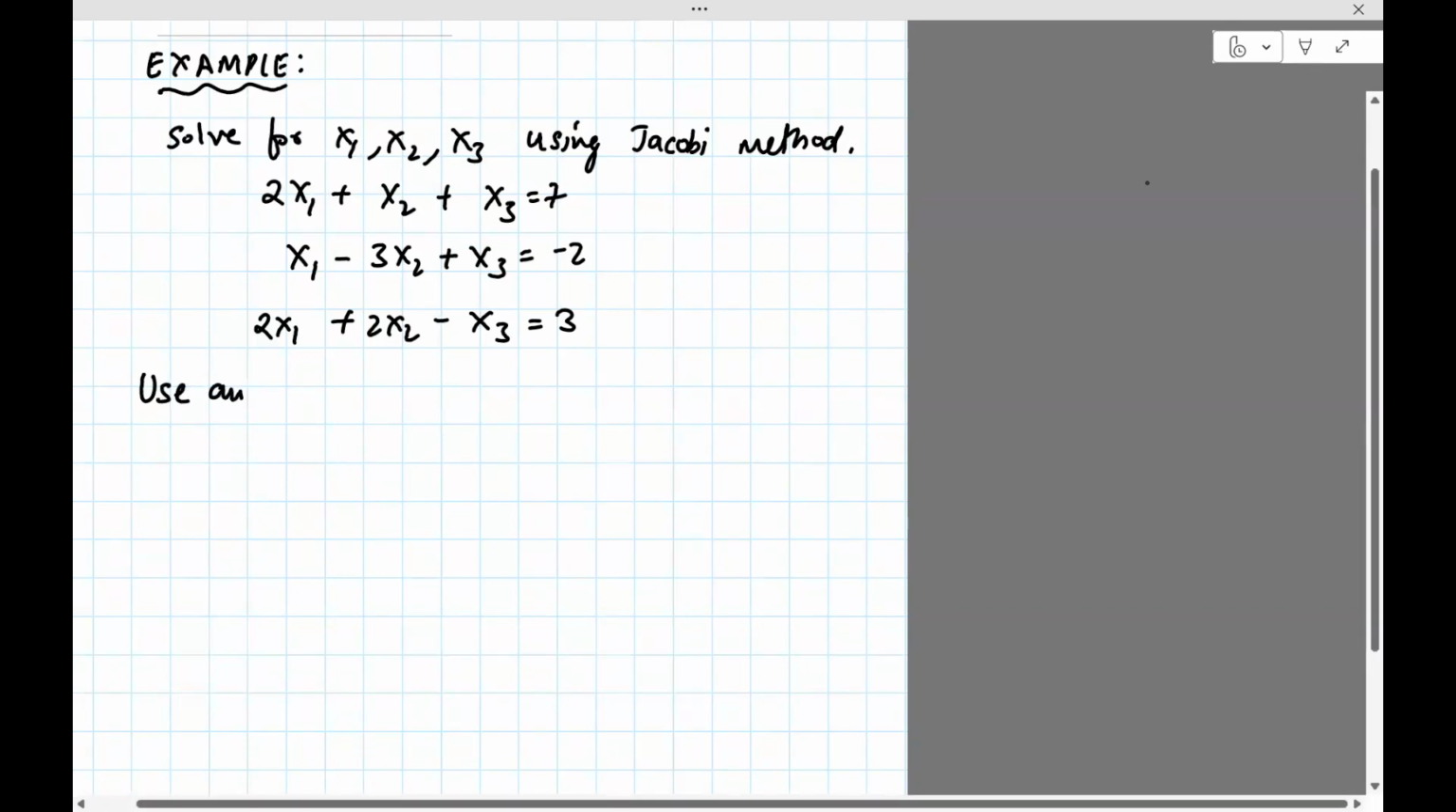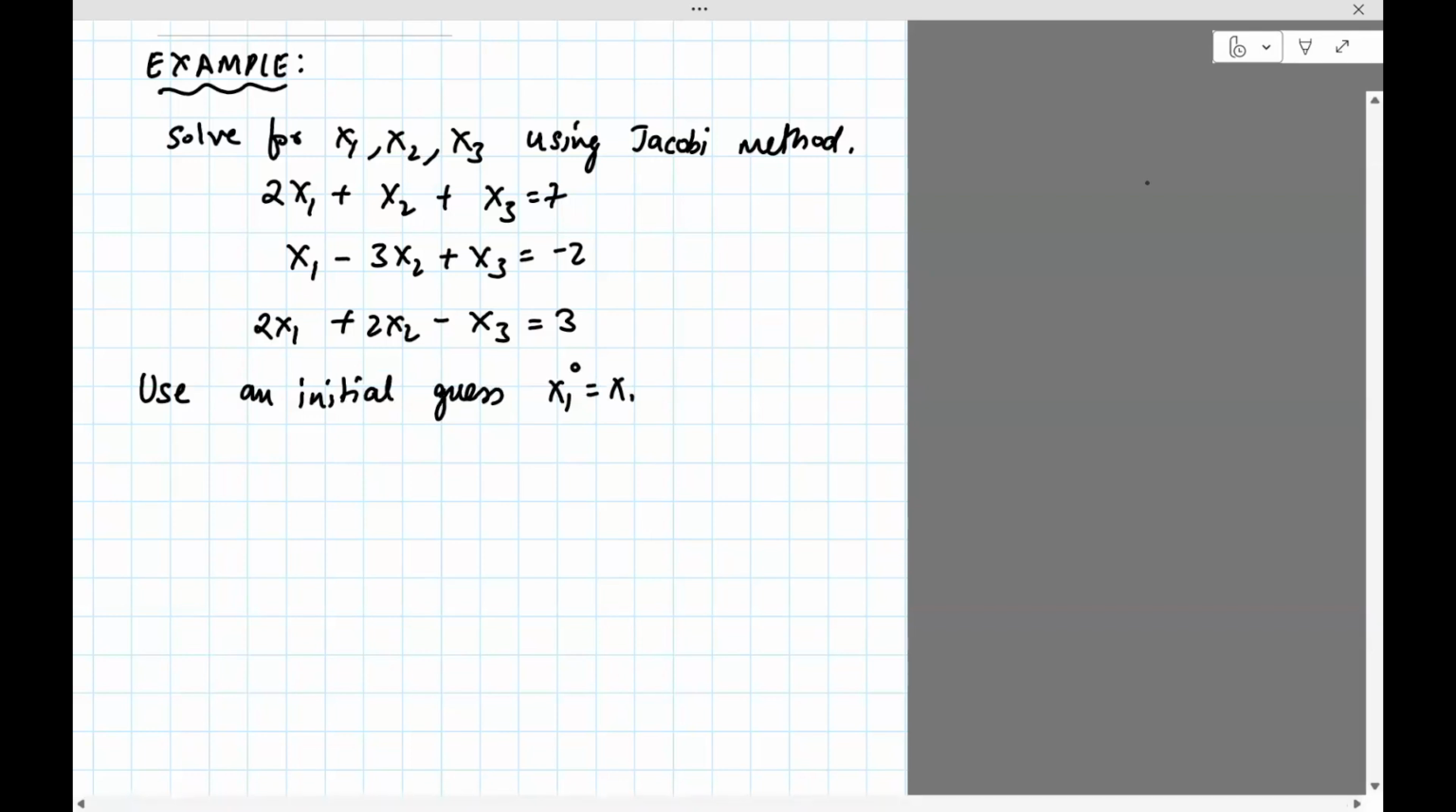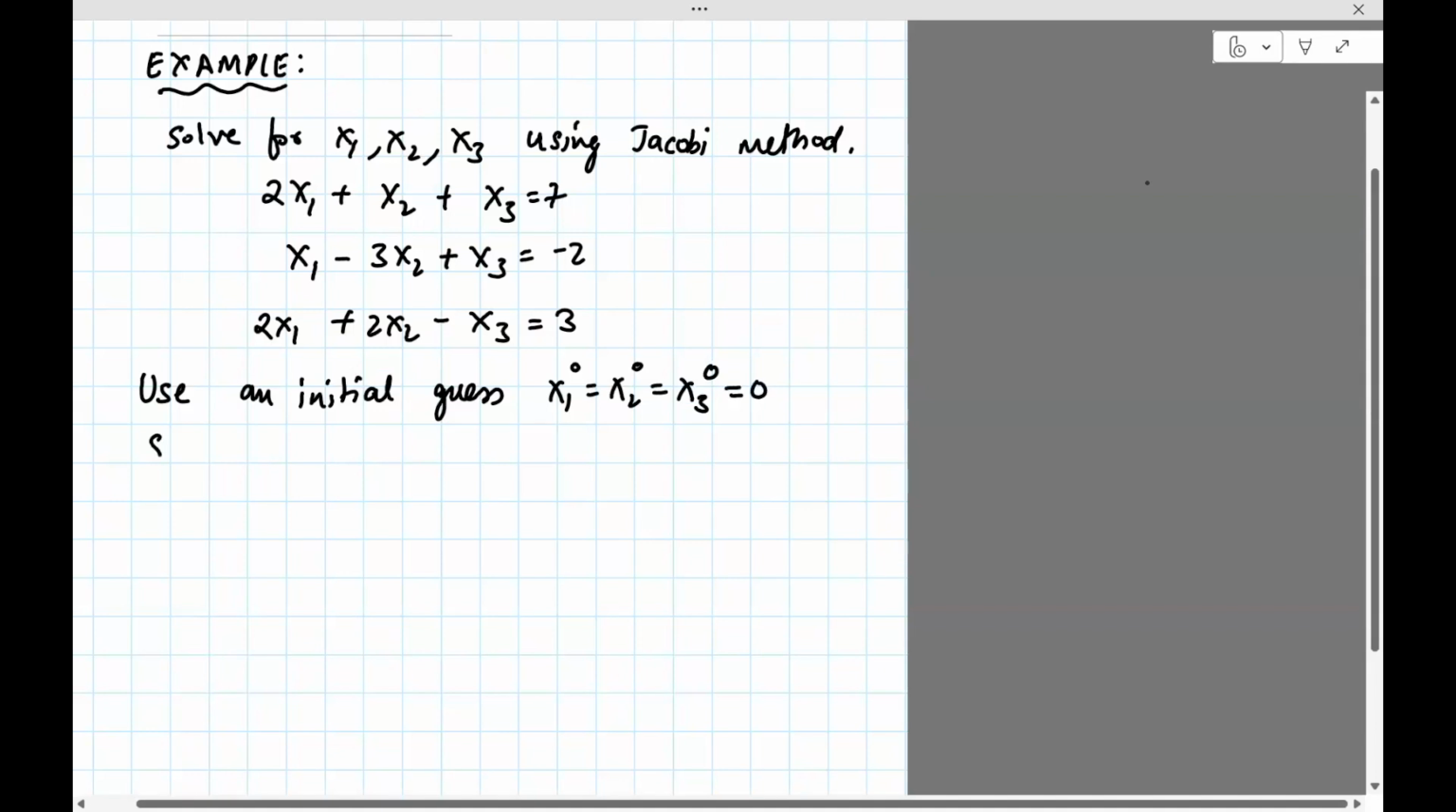Use initial guess x1(0) equals x2(0) equals x3(0) equals 0. Solve up to 3 iterations.